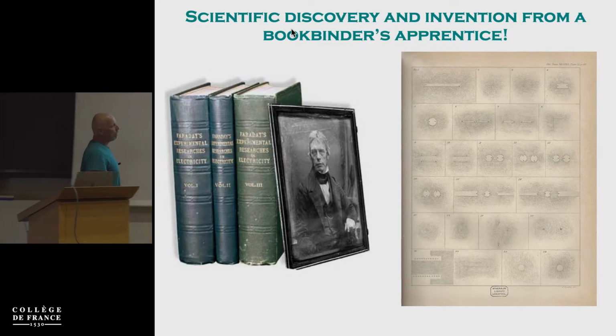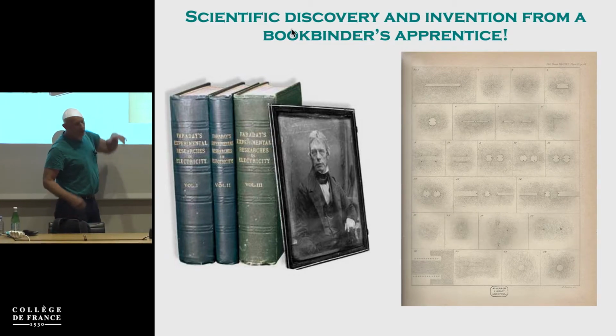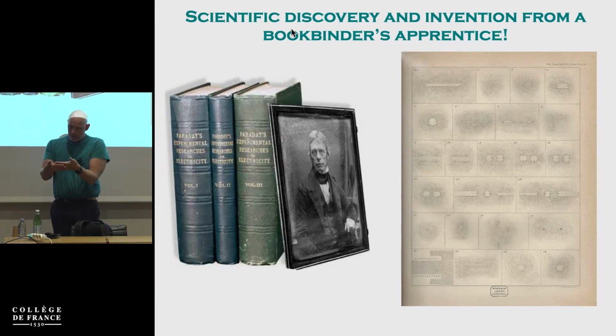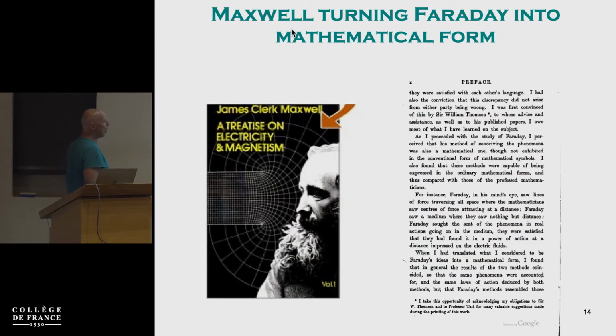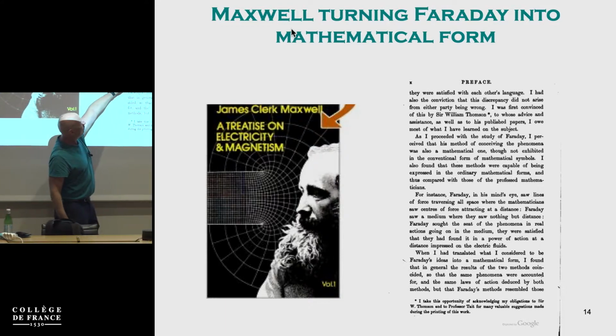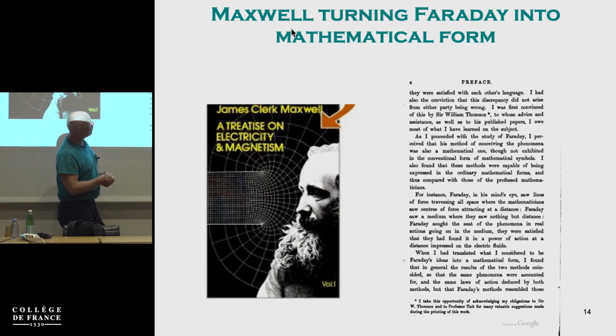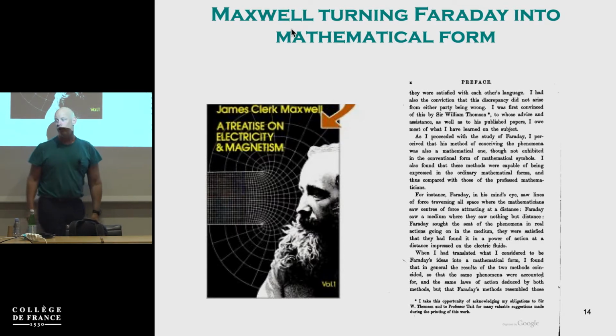And what he did, among other things, probably many of you have done this, he took magnetic particles, iron filings, and put them on a piece of paper underneath a magnet, or a pair of magnets, and he looked at the so-called field lines. This inspired him to a view which was well summarized by Maxwell. Maxwell says, for instance, Faraday in his mind's eye saw lines of force traversing all space, where the mathematicians saw centers of force attracting at a distance. Faraday saw a medium where they saw nothing but distance. Faraday sought the seat of the phenomena in real actions going on in the medium. They were satisfied that they had found it in a power of action at a distance, impressed on electric fields.